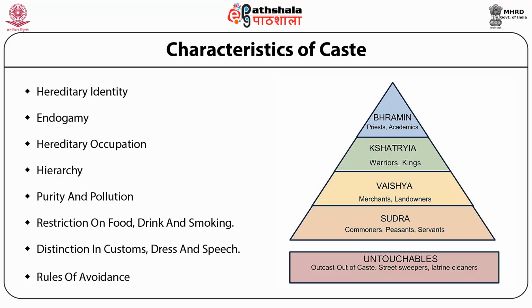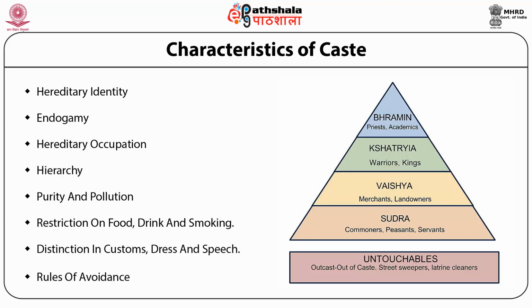When it comes to purity and pollution, it is a concept of pollution maintained between different castes. Occupational specializations among castes are because of the degree of purity and pollution. Another characteristic is restriction on food, drink and smoking. Membership norm of each caste determines what a person may eat and with whom he or she may sit for a meal. And distinctions in customs, dress and speech.